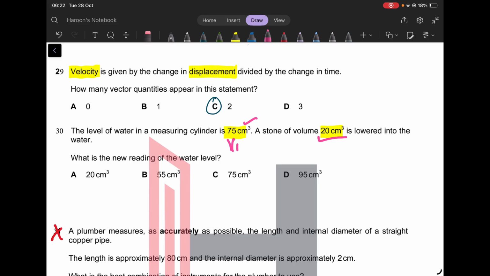What is the new reading? So basically, we already have 75, and then we place a stone of volume 20 in it. So we need to add this. This would be the final reading. They are not asking us to find the volume of the stone. They have already given 20. So this would be my final reading with those two combined. So the correct answer has to be D, 95.